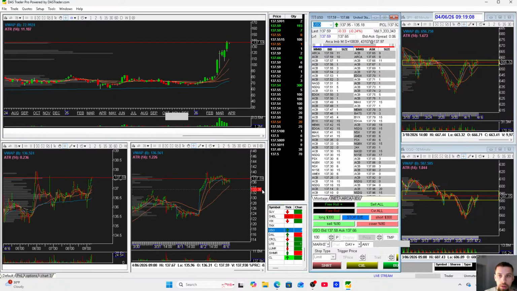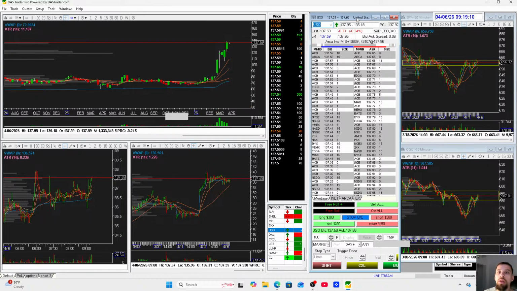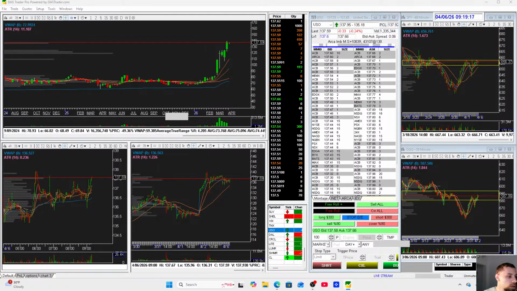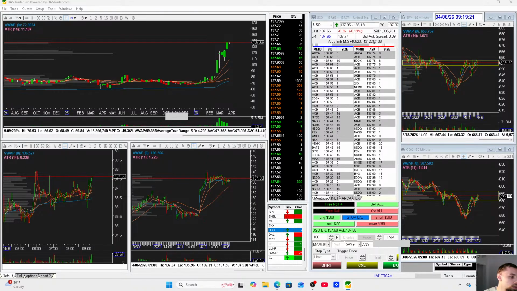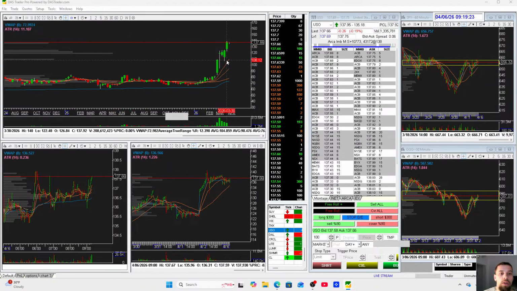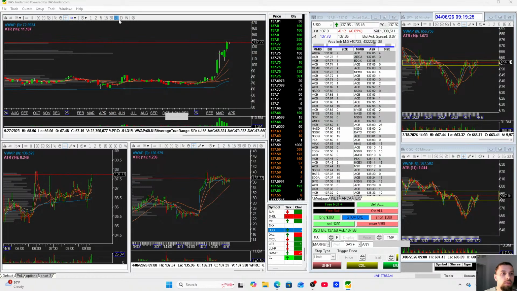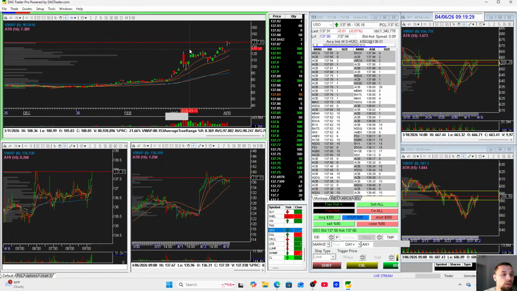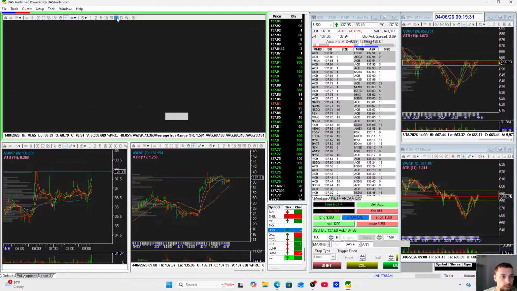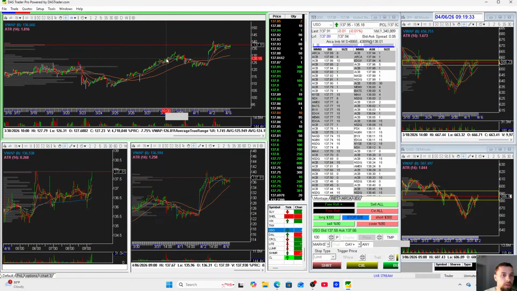USO, United States something. This one's definitely something we're watching. If you look at the weekly here, this thing has just been grinding up. On the daily, it's gapped up here, sold off but bought up. So this one's definitely of interest for me.